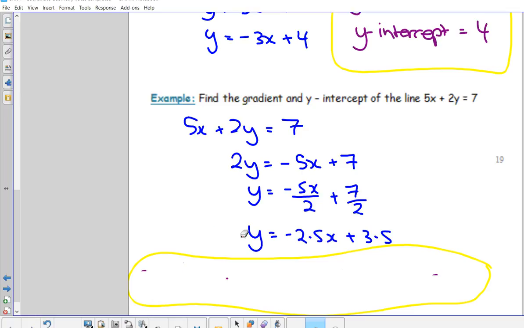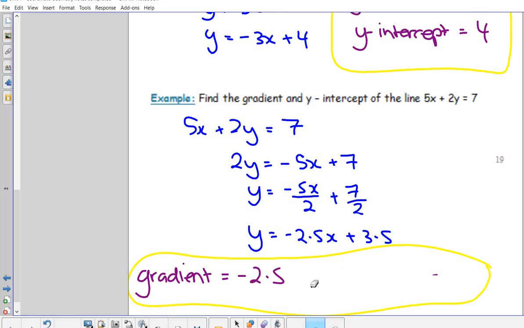Once you've got it, you have to have it in gradient-intercept form first. So you have to have it as y equals, so you have to make y the subject first, as we have done. So the gradient is negative 2.5. You could have said negative 5 over 2 as well.